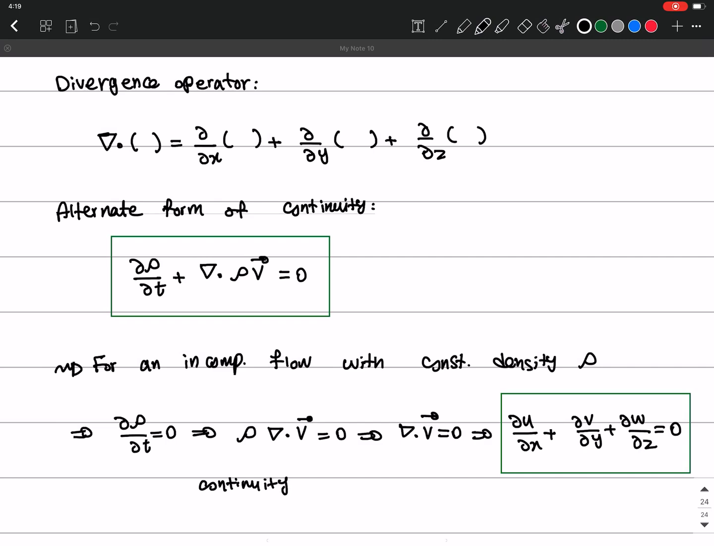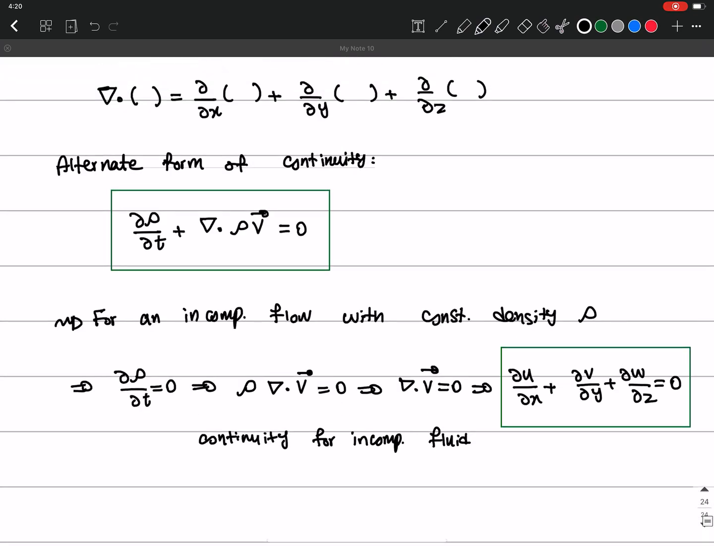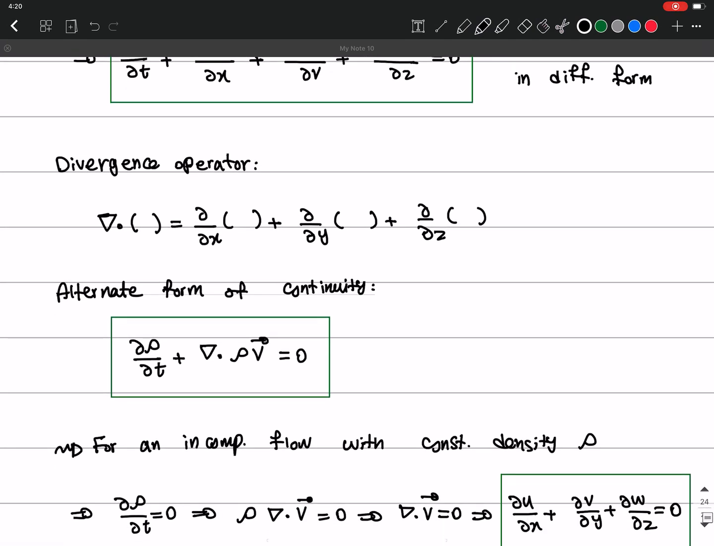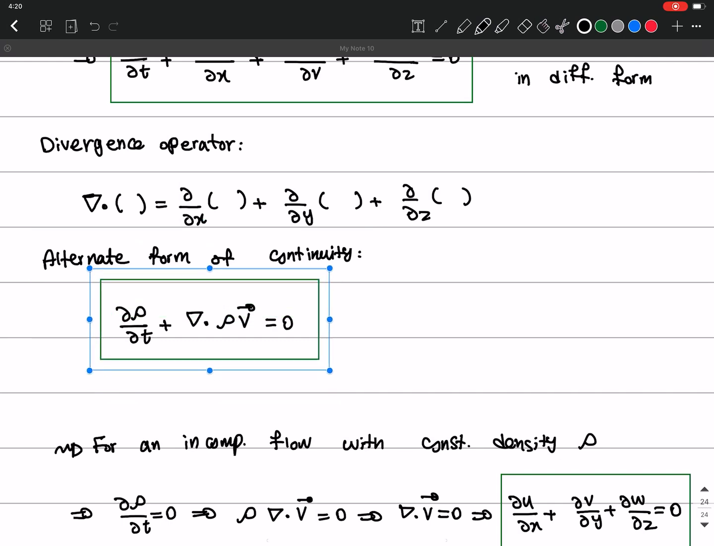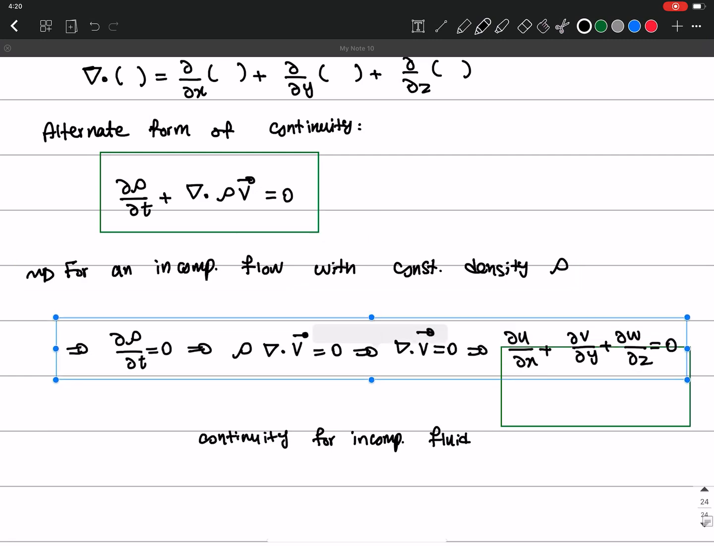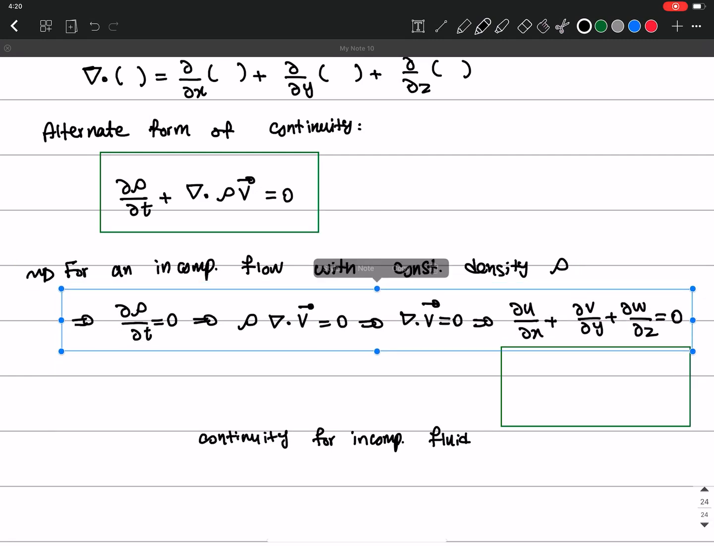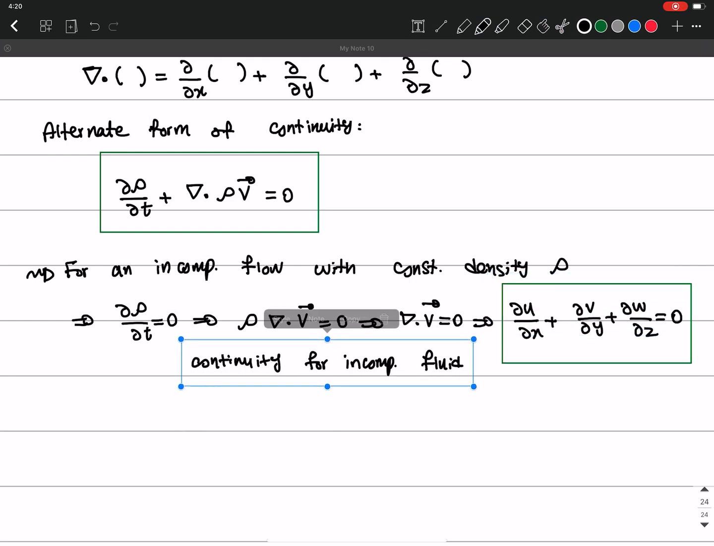Continuity for incompressible fluid. Okay? So now let me solve one example of this here. Very simple example.